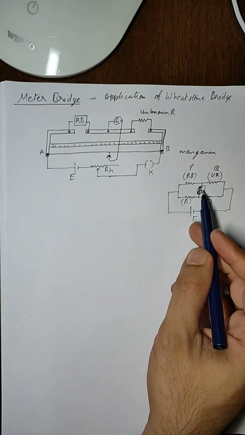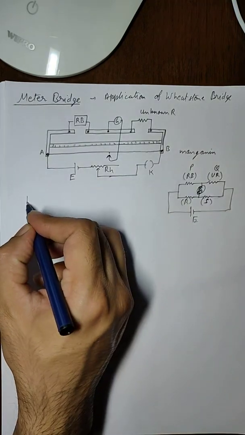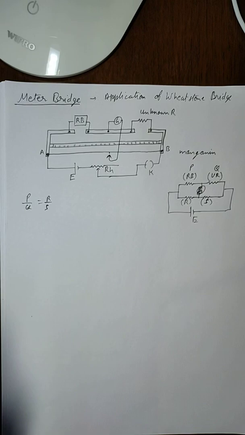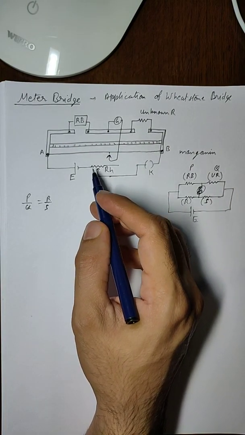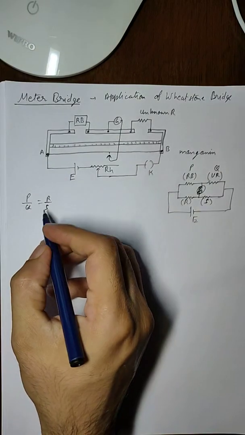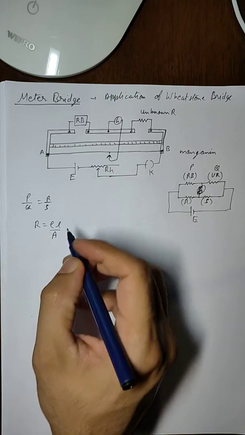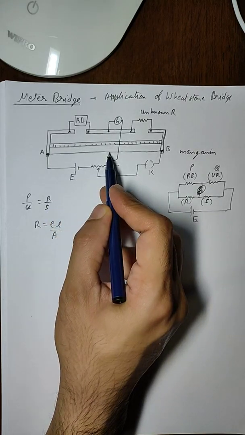Now in balanced condition, we know that P by Q will be equal to R by S. So how do we find this? We find this by using the formula of resistance. We know that resistance equals rho L by A. Now the resistance, we have two parts of the meter bridge here.